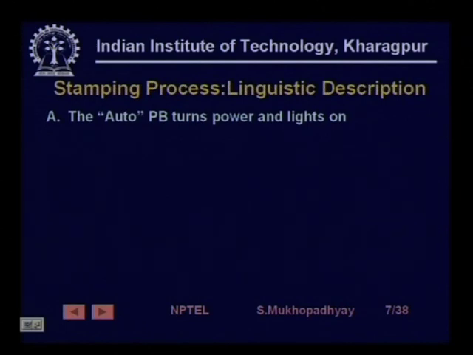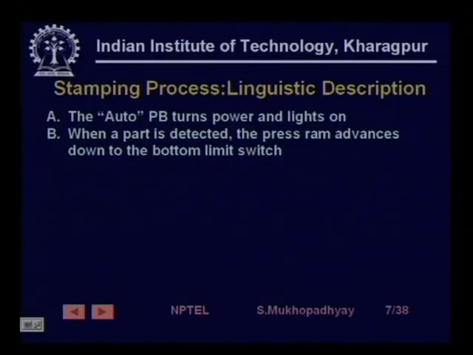So in step A, it says that if the auto push button is pressed, so that is an operator input, it turns power and lights on. So there is possibly a switch, one or more switches, but we will consider it to be one, which will turn the power and the light on the moment the auto button is pressed. When a part is detected, the thing to be stamped, when it is placed at the proper place and detected, so there has to be a part sensor.